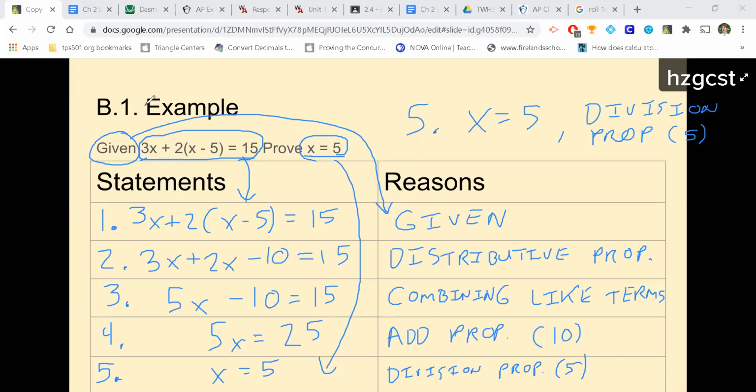All right, questions about this? All right, I'm going to clear this and move on then, unless someone says they need more time to write.